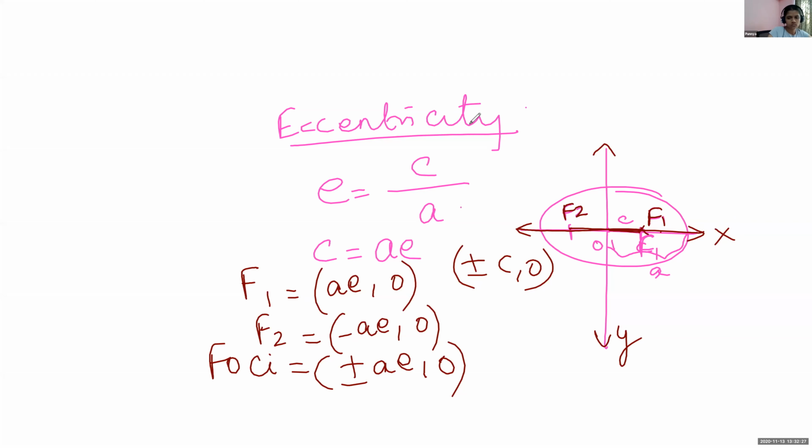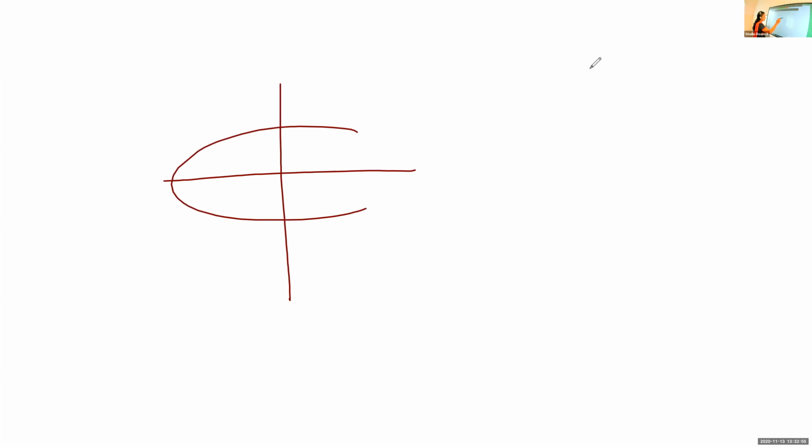Now, write the next heading, standard equations of the ellipse. For the parabola, how many standard forms did we learn? 4. For the ellipse, only 2 standard forms are there. The first one is, if the major axis is the x-axis, x square by a square plus y square by b square is equal to 1.